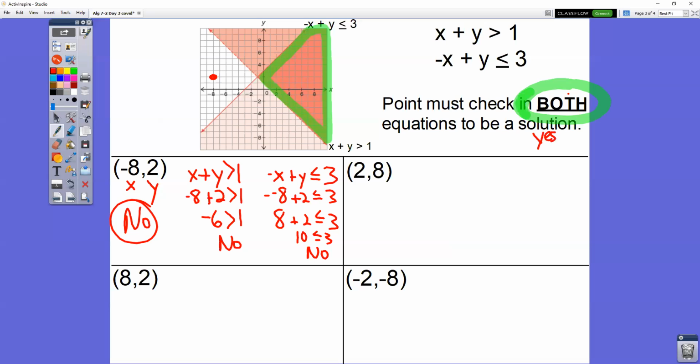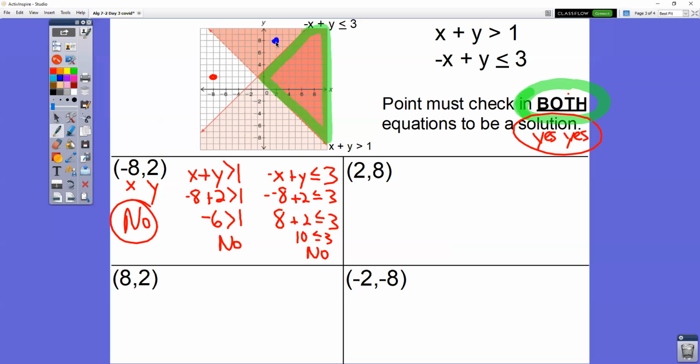All right, this has to be a yes, and this other point has to be a yes. That's when it is a solution. So let's take a look at (2, 8). Now, (2, 8), I'm going to cheat and look at my graph first. Over to 2, up to 8.